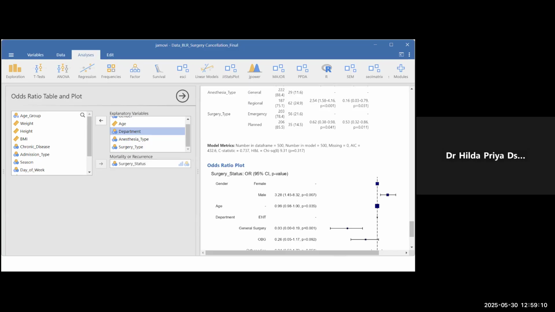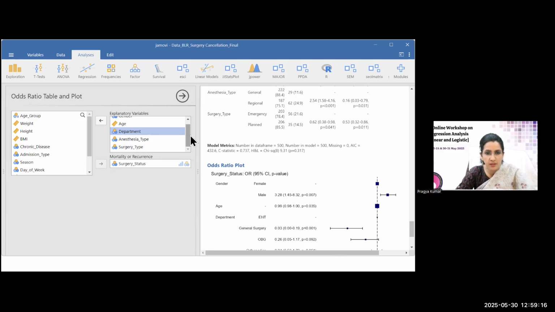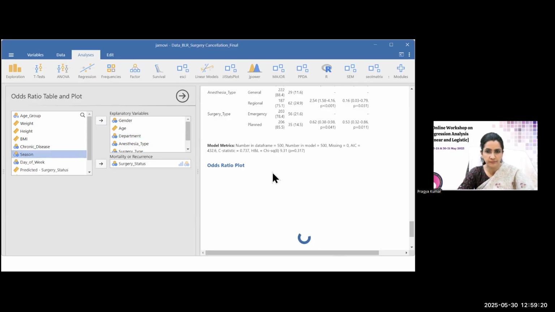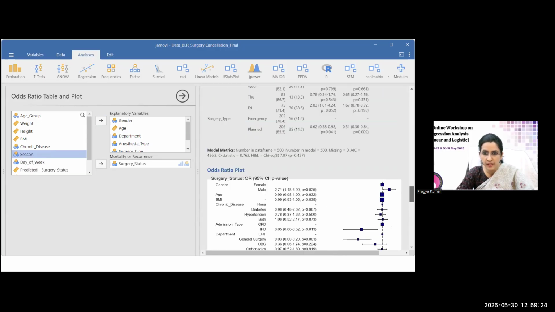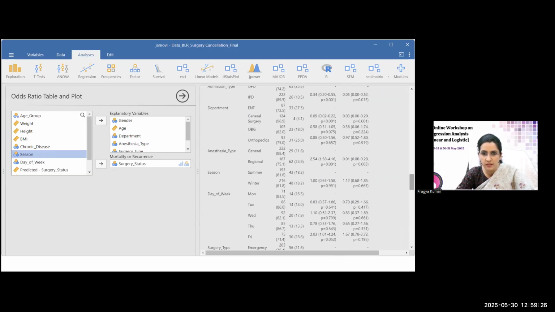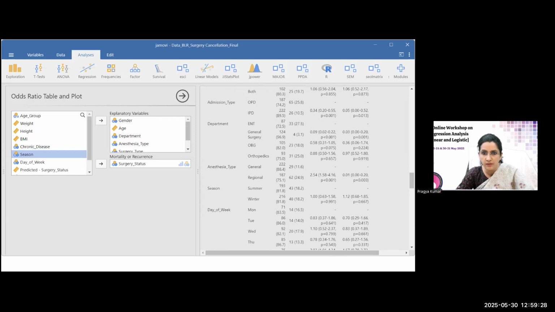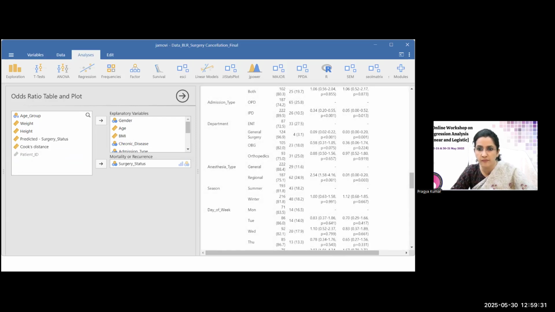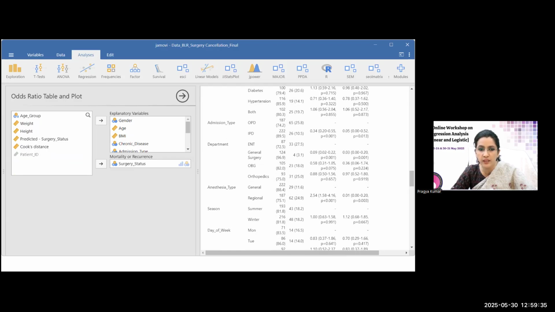Ma'am, can you just put that admission type back? I saw it was significant. Okay, let me do that. Admission type. It is there above. You can see here. This is admission type. Okay. Yes, it is significant. Sorry. Then it will also be there in the final model. You are right. It is significant.